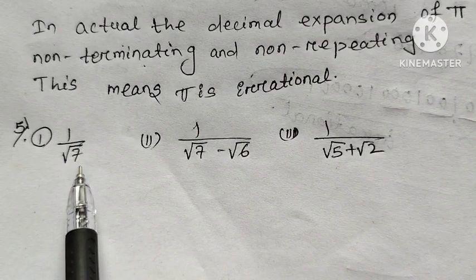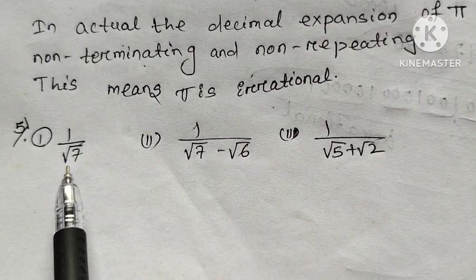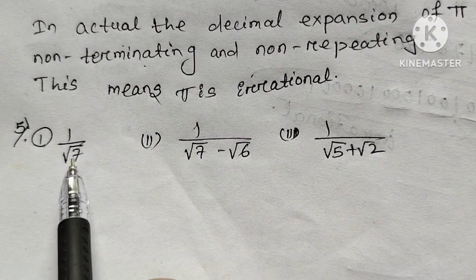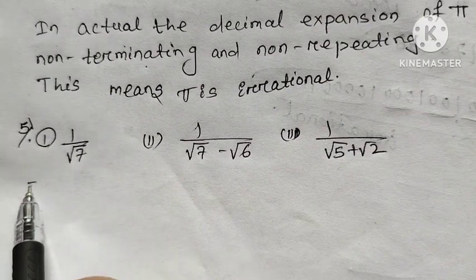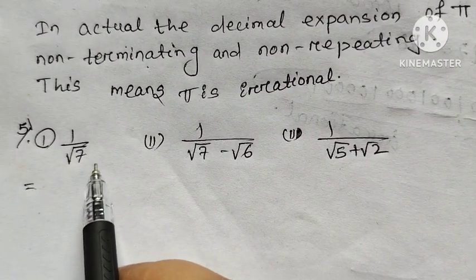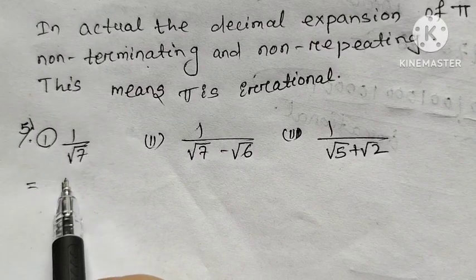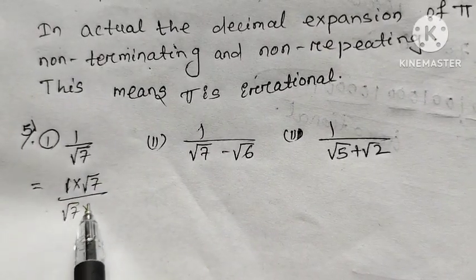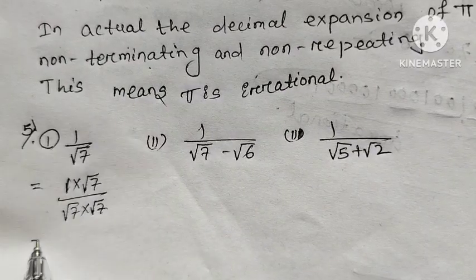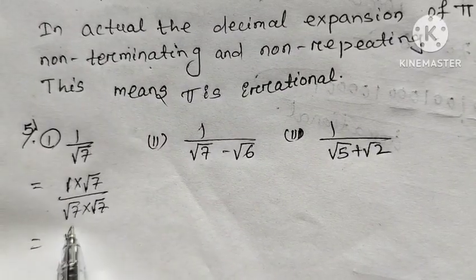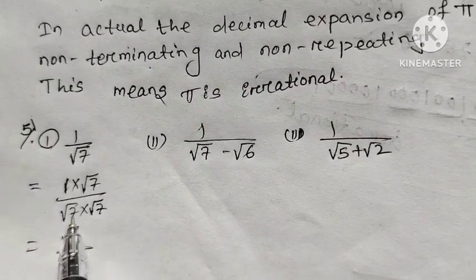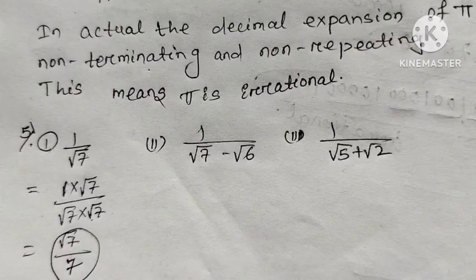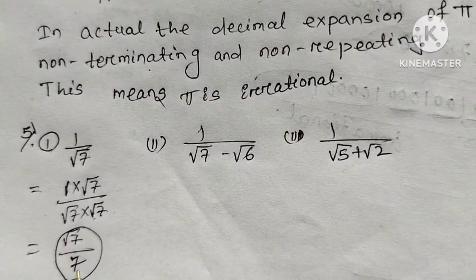1 by root 7. I have explained in the introduction part 1 by root 2, how to rationalize the denominator. Again I will explain 1 by root 7. You multiply root 7 in the numerator, and also root 7 in the denominator. Then the numerator is root 7 into 1, root 7, and the denominator is root 7 into root 7, which is 7. Now the denominator is rationalized.